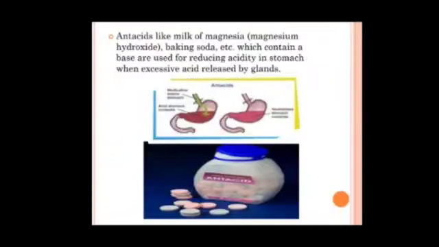So many examples you can give. First, the indigestion example you can give: antacids like milk of magnesia or Digene syrup, which contain magnesium hydroxide or baking soda etc., which contain a base, we can use to reduce acidity or the excessive amount of acid in our stomach. And in an antibiotic also we can use the neutralization process.